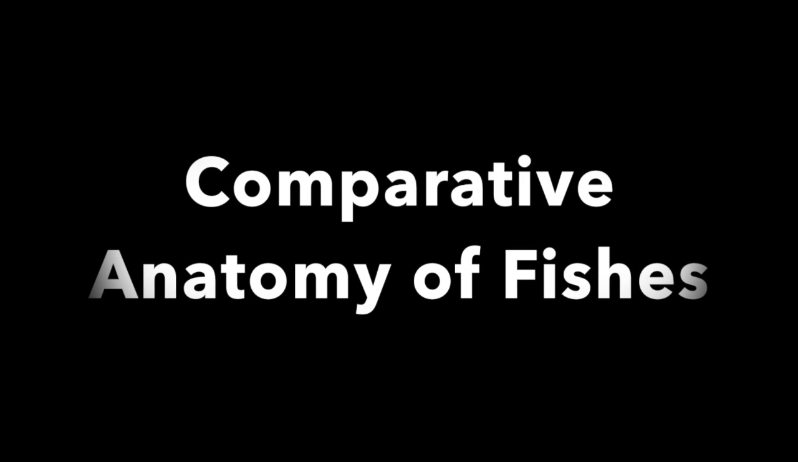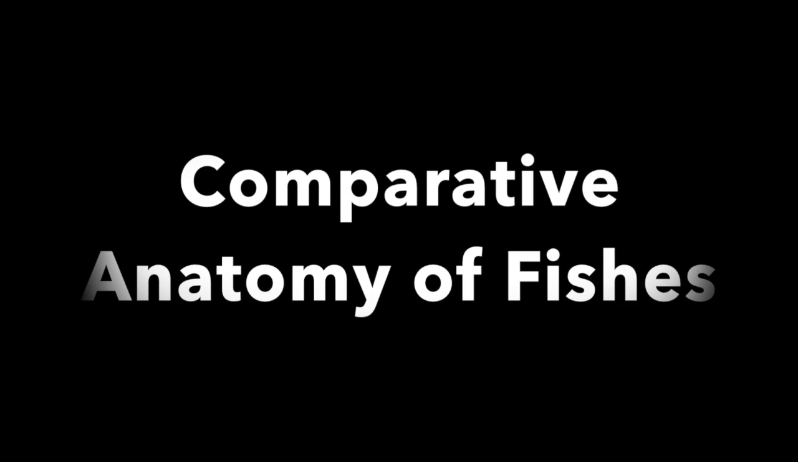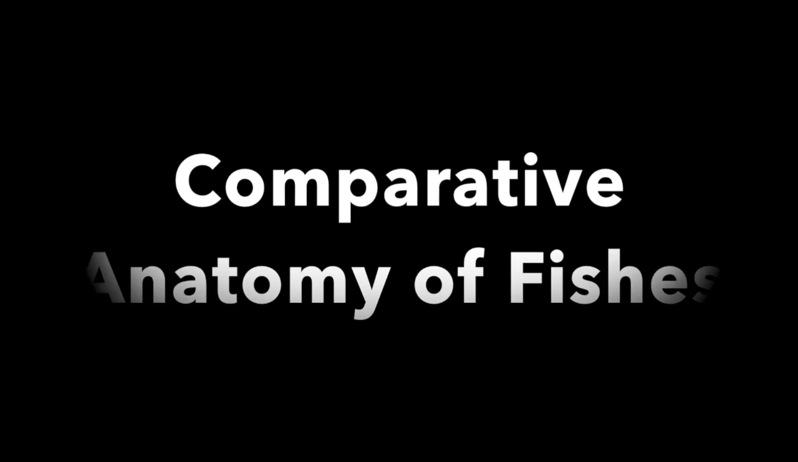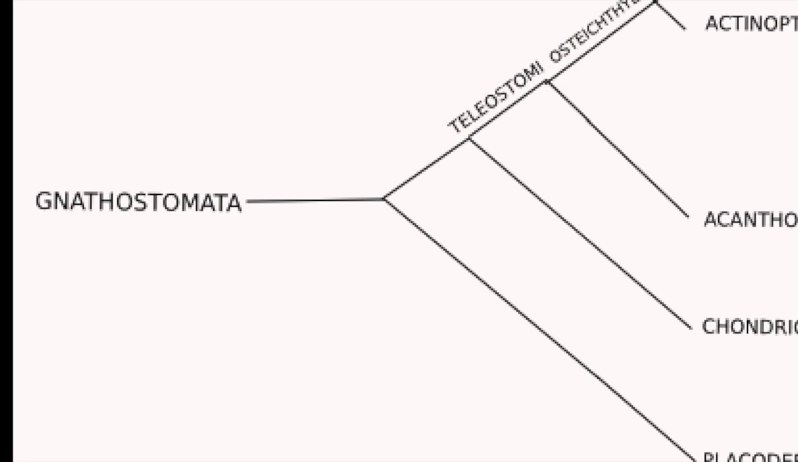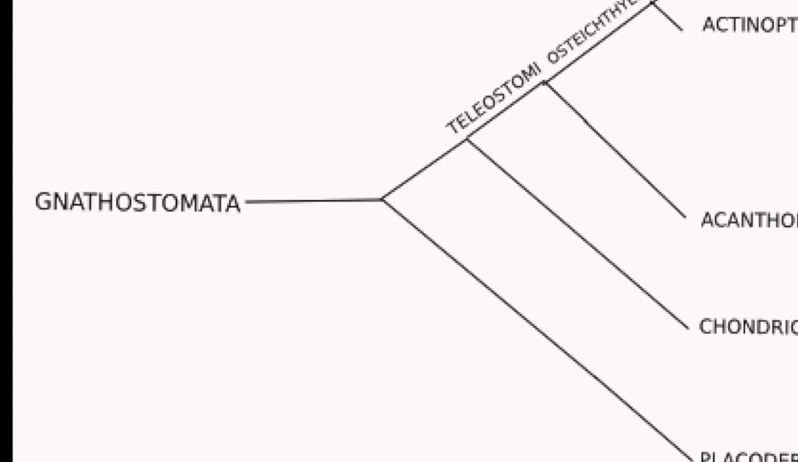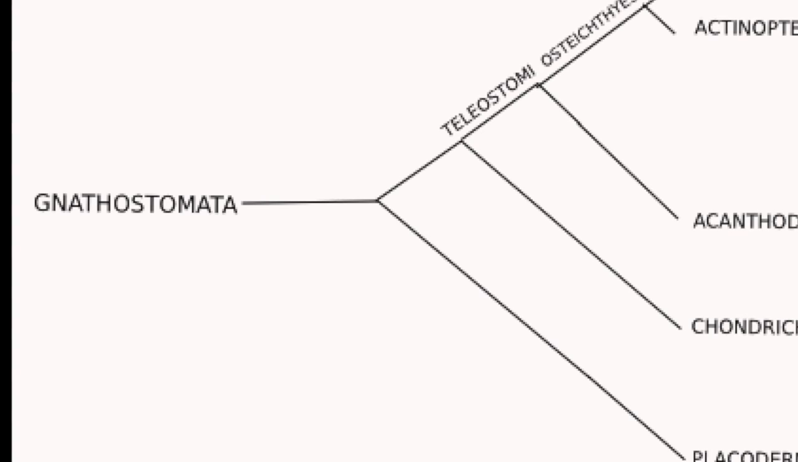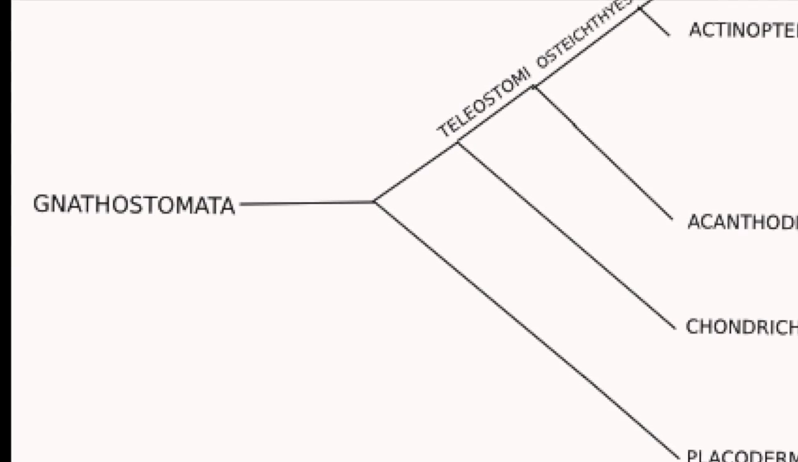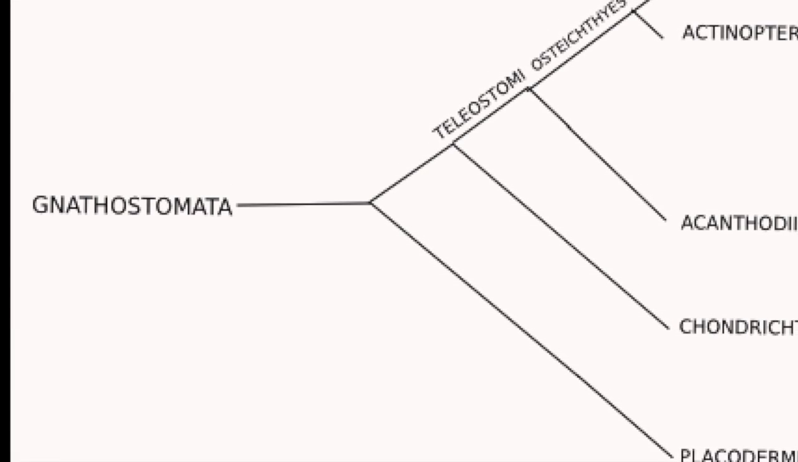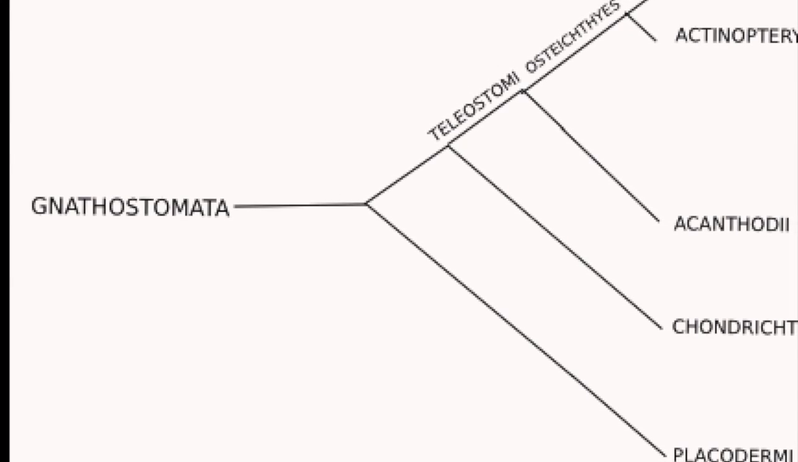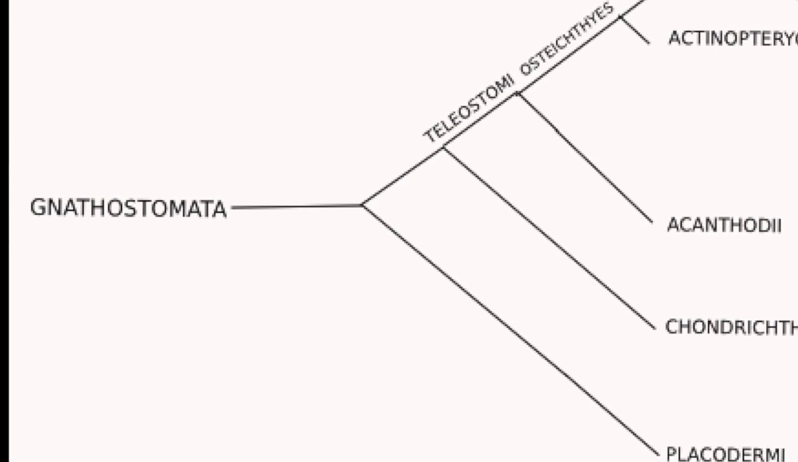In this video, we will be comparing the anatomy and morphology of a lamprey, dogfish, and ray-finned fish. The lamprey, also known as Petromyzontiformes, is part of the Cyclostomata group, while the dogfish and ray-finned fish are part of the Gnathostomata. Lampreys are a part of the Cyclostomata, which literally means round mouth, while Gnathostomata means jawed mouth.